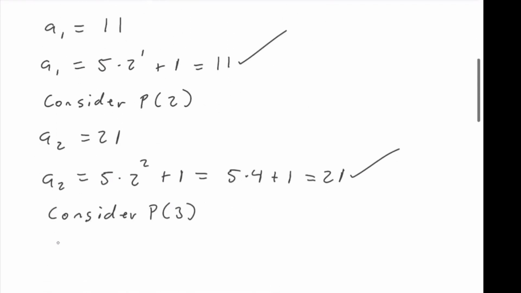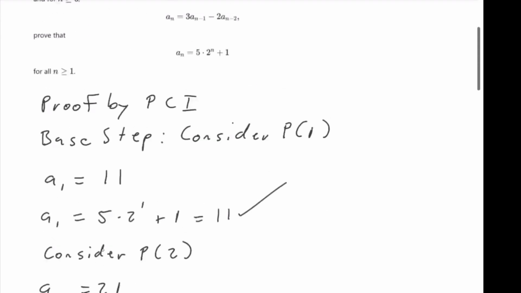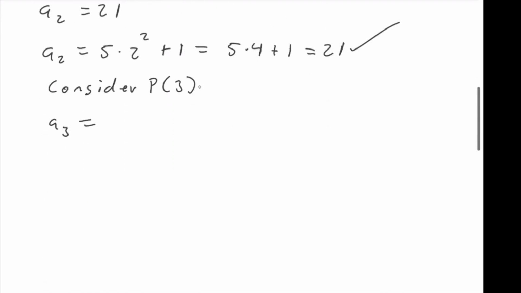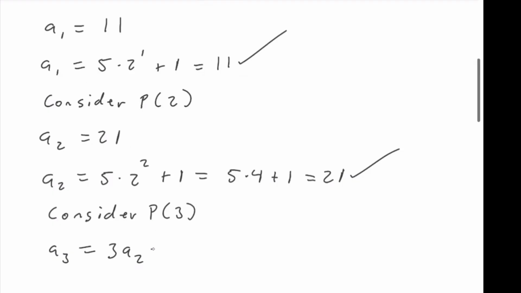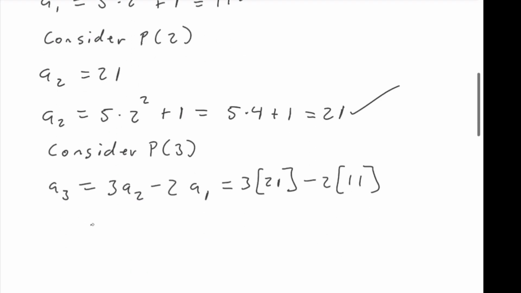So a sub 3, by definition of the sequence, is 3 times the preceding term, right? Minus 2 times the term before that, right? Now, this is equal to 3 times, so a sub 2 was 21, minus 2 times, and a sub 1 was 11. So this is equal to, so that's 63 minus 22, which is 41.